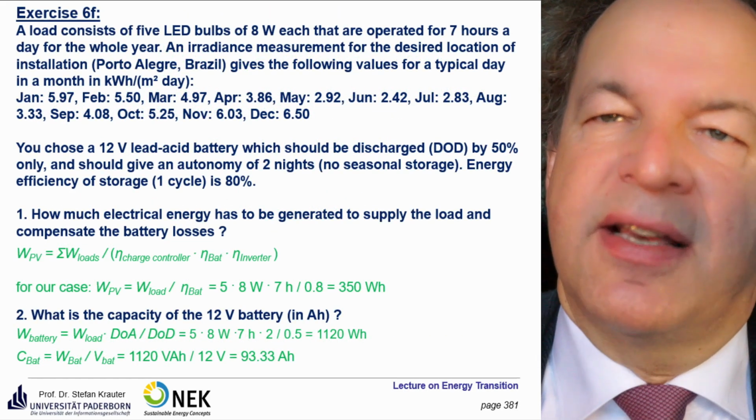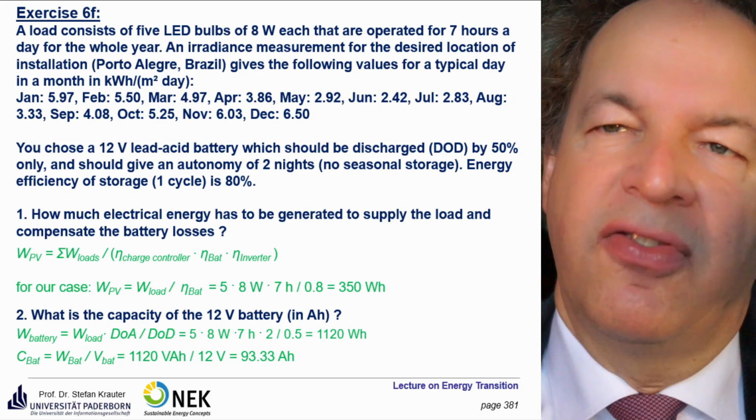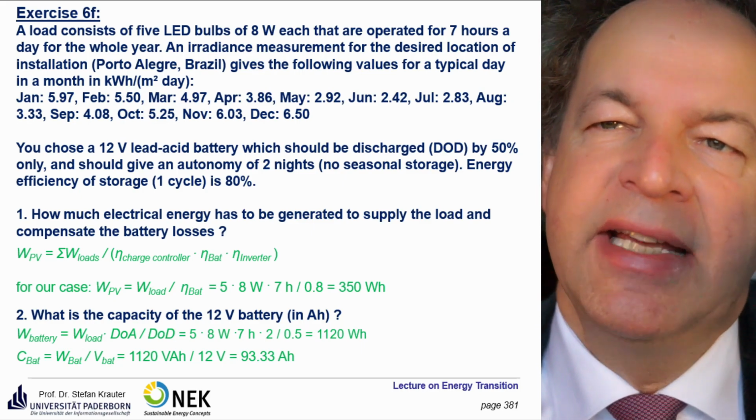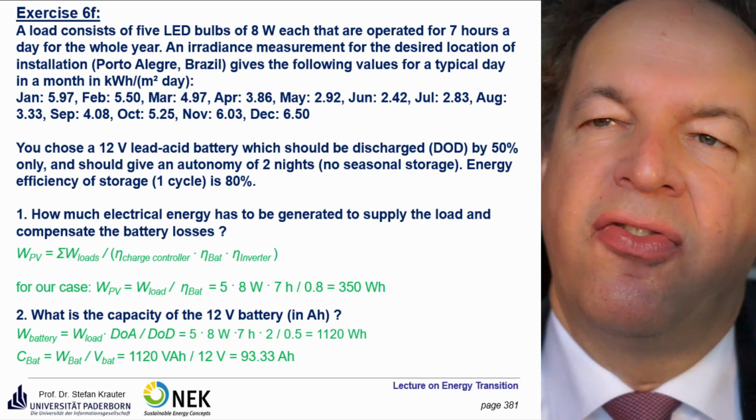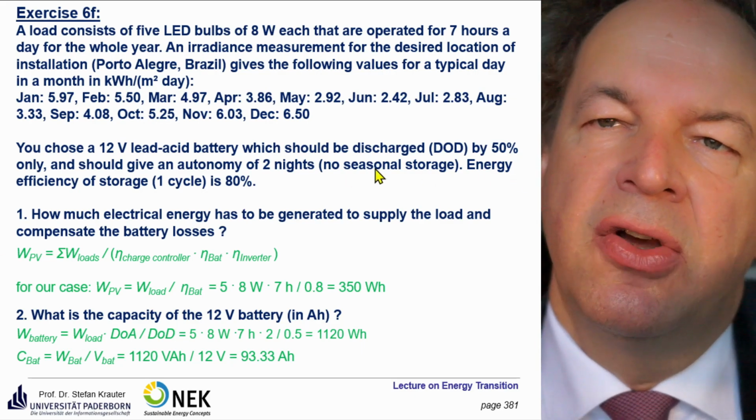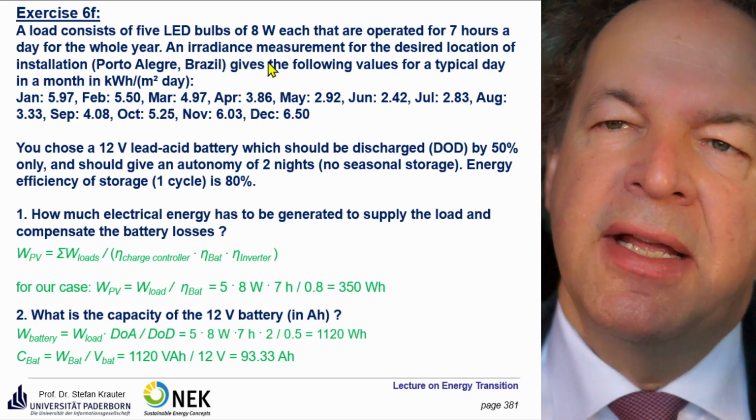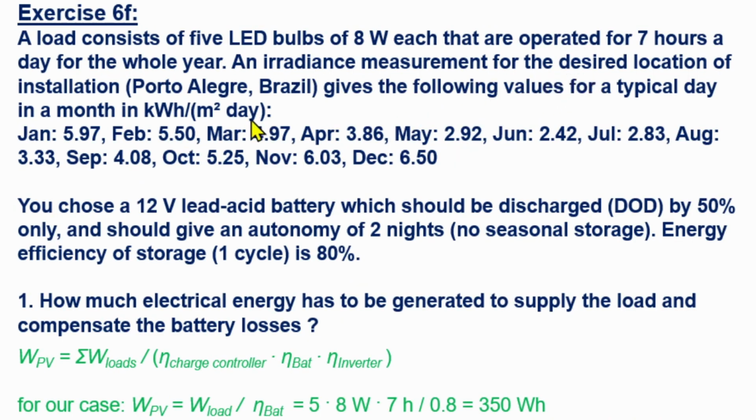So, next part of the exercise: we have a load that consists of 5 LED bulbs of 8 watts each that are operated for 7 hours a day through the whole year. There is an irradiance measurement of the desired location. It should be in the southern hemisphere, at Porto Alegre in Brazil. So we have switched seasons. That means in December we have the highest irradiance, while in June and July we have the lowest irradiance. You see here those values, accumulated values for a typical day of the month.